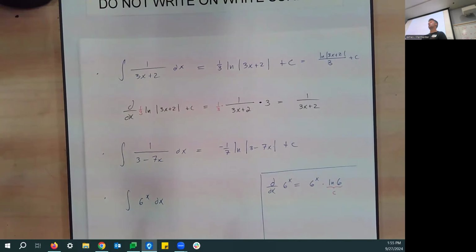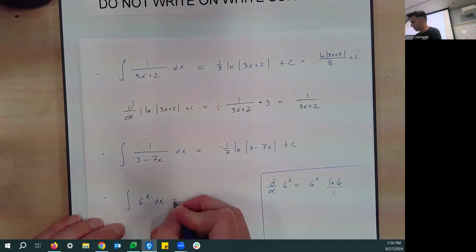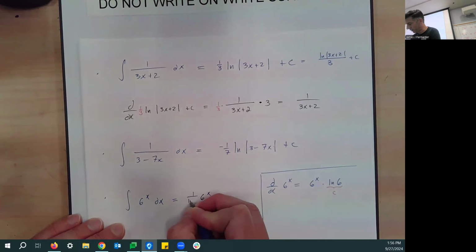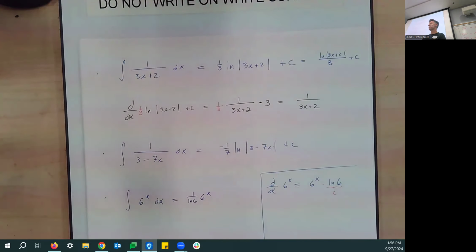What that means is our antiderivative can be found in the same sort of way I've been talking about. The antiderivative here is going to be 6 to the x divided by the natural log of 6 plus c. This one I feel like we should check. It's a good idea to check it.